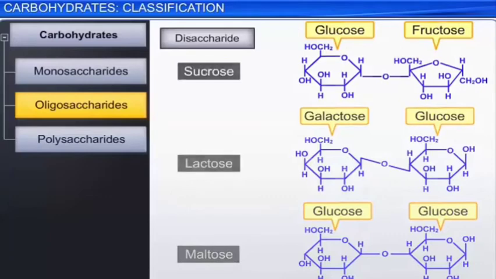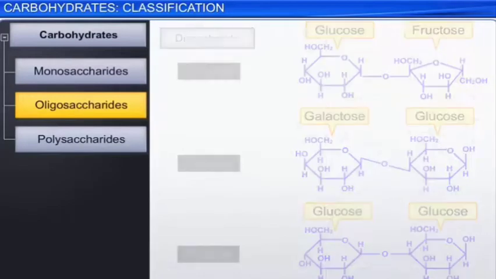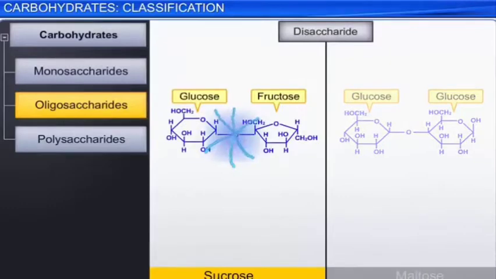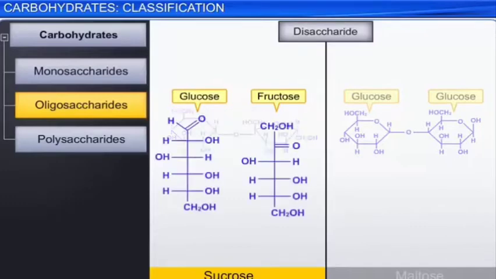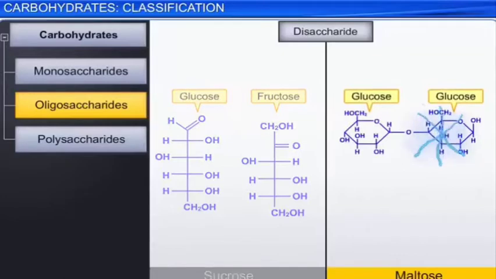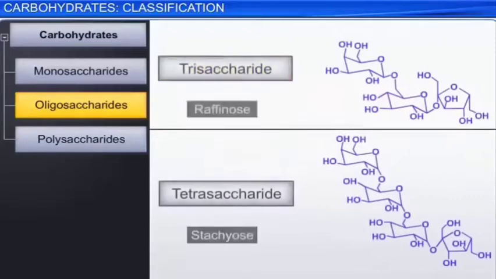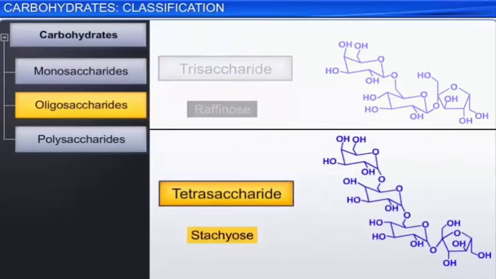Sucrose, lactose, and maltose are examples of disaccharides. On hydrolysis, a molecule of sucrose, commonly called cane sugar or beet sugar, produces a molecule each of glucose and fructose. But a molecule of maltose produces 2 molecules of glucose. Raffinose is a trisaccharide, while stachyose is an example of tetrasaccharide.